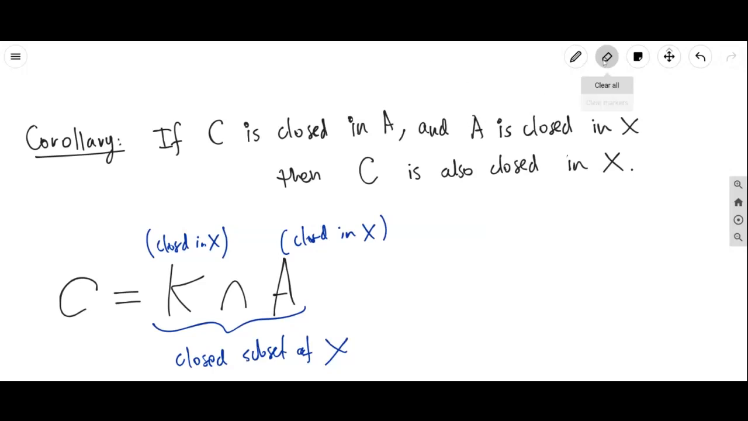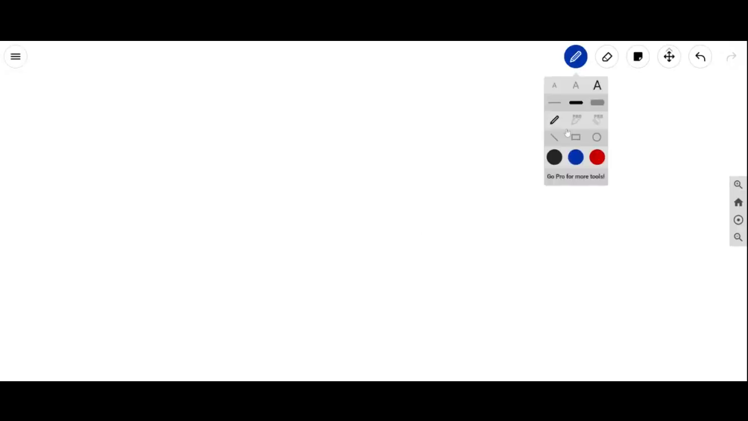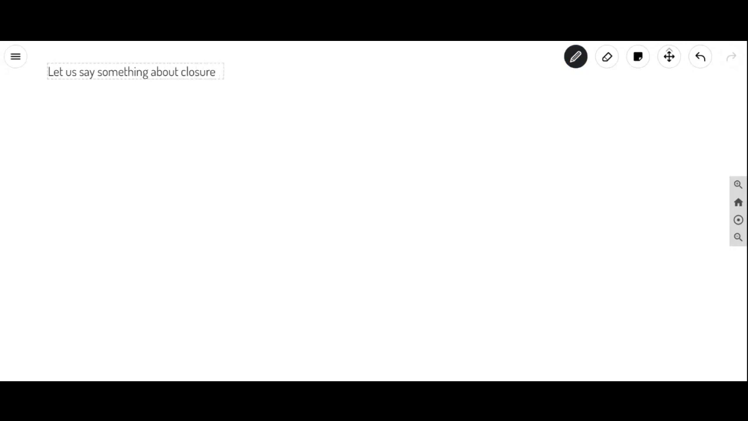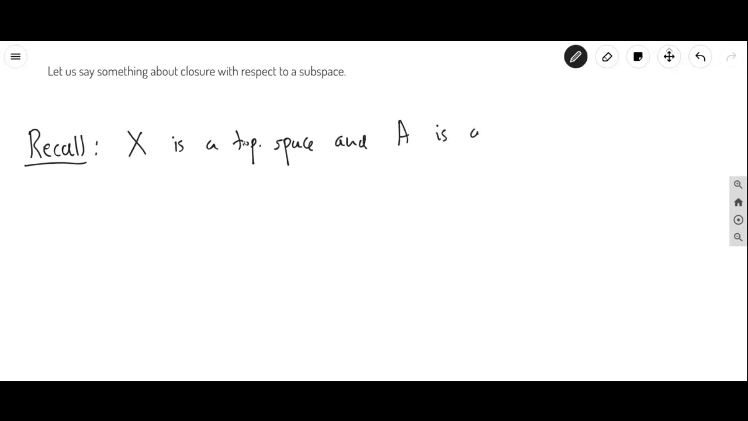Okay, so let's say one more thing. Let's say something about closure with respect to a subspace. So if you recall, from last time, we introduced this operation in topology called closure. So recall, X is a topological space, and A is a subset. So we define this thing called closure. This is called the closure of A.